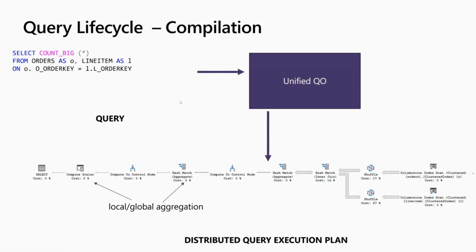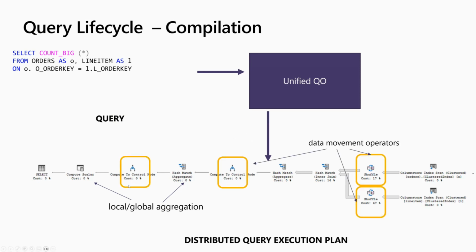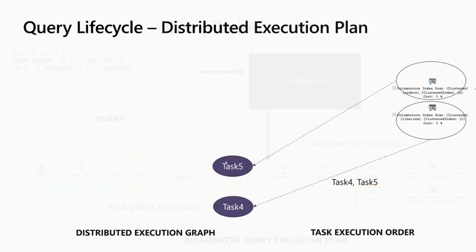The execution plan is very similar to what you have today in SQL, except that it has these new nodes, the data movement operators. These are the operators that are describing how data is moving between different compute nodes of the massive parallel processing system. So let's look a bit at this plan in details.